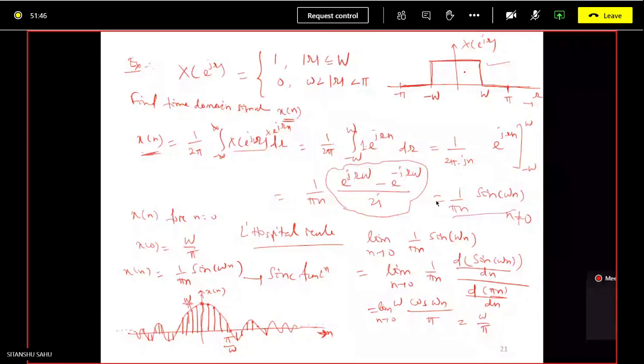So this is all about the different Fourier representation of the signal. So if you have any doubt, you can ask me now.